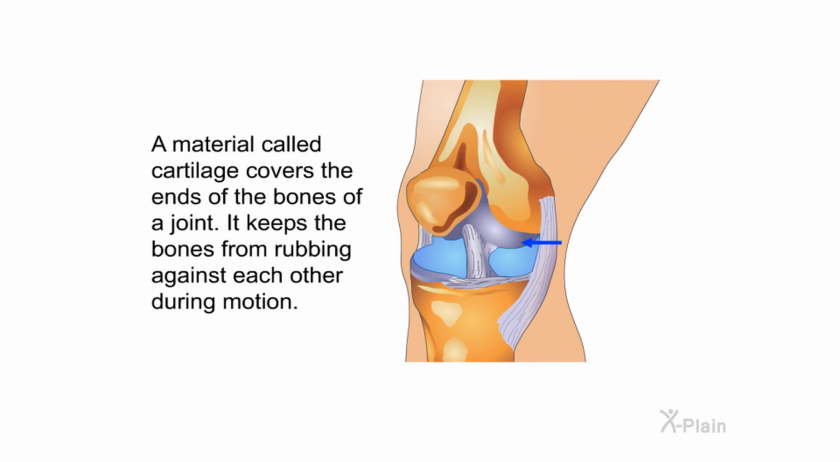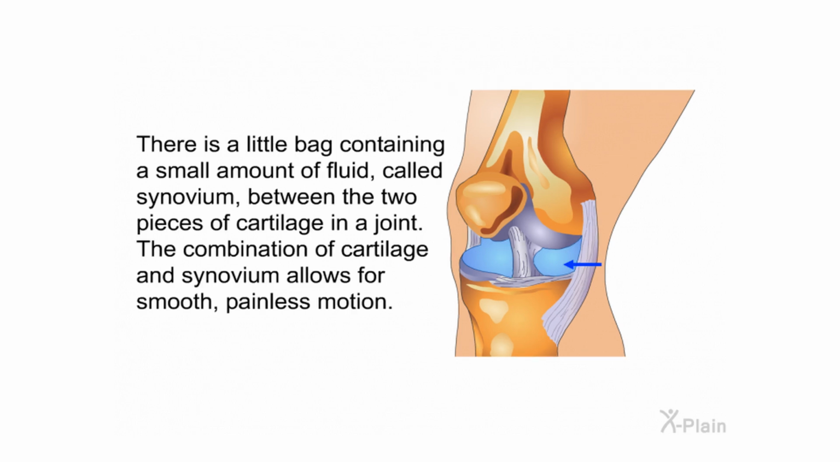A material called cartilage covers the ends of the bones of a joint. It keeps the bones from rubbing against each other during motion. There is a little bag containing a small amount of fluid, called synovium, between the two pieces of cartilage in a joint. The combination of cartilage and synovium allows for smooth, painless motion.